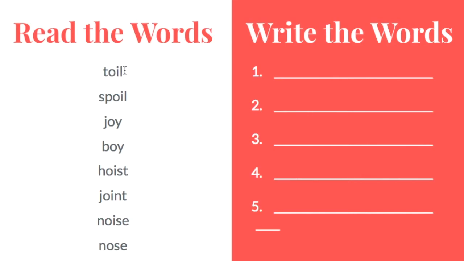Begin. Toil, spoil, joy, boy, hoist, joint, noise, nose. Notice these two seem very similar, but this one has the oi and this one says O. The silent E, though, doesn't make any difference for that oi pattern. Noise. Let's read them together one more time. Toil, spoil, joy, boy, hoist, joint, noise, nose. Nice reading and using the OI or OY pattern.